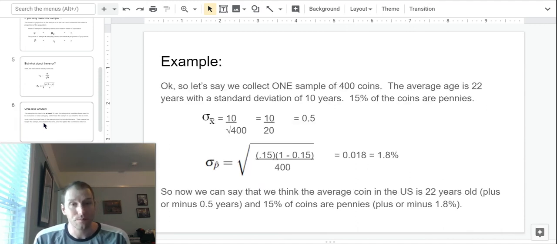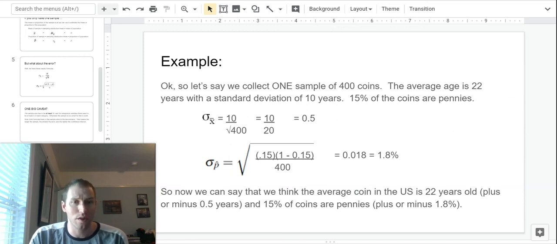Let's do an example. Say I've got one sample of 400 coins, and the average age is 22 years with a standard deviation of 10 years. Most coins are within 10 years of 22 years old. They're between 12 and 32 years old. Throw this into the formula. So I've got my standard deviation of 10 divided by the square root of the sample size, square root of 400, which is 20. So I get a standard error for the years of 0.5.